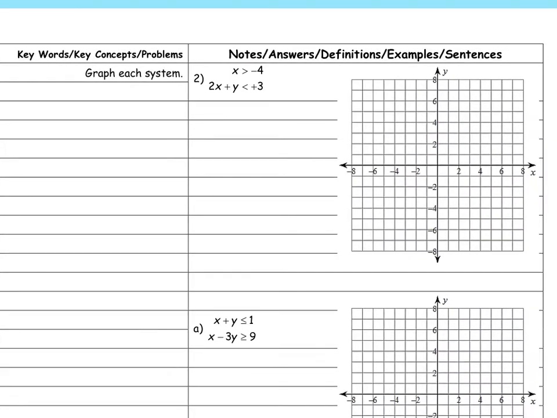Sorry. So again, I have equation 1 and equation 2, and I'm going to start with equation 1 again. Equation 1 is x is greater than negative 4. So no y, so I know that it's going to be a vertical line, and my vertical line is going to be dashed, at negative 4. So I have a vertical line at negative 4.